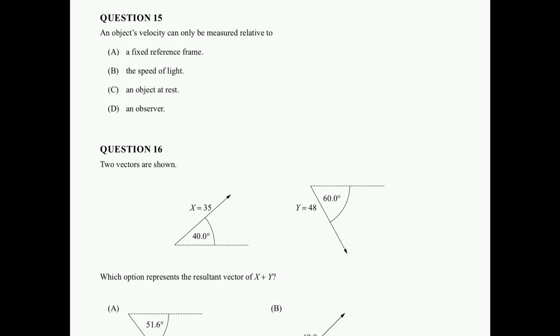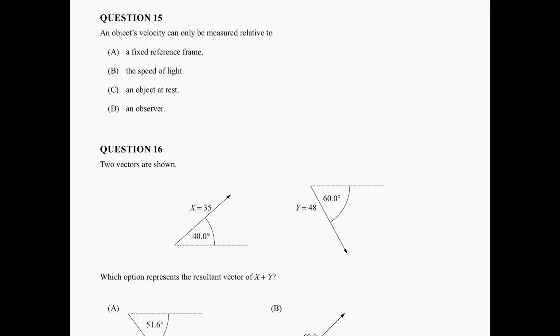All right, so question 15. An object's velocity can only be measured relative to A, a fixed reference frame, B, the speed of light, C, an object at rest, or D, an observer. So the answer here is going to be D, an observer. An object at rest is going to get you a velocity, but it's not going to get you the true velocity.